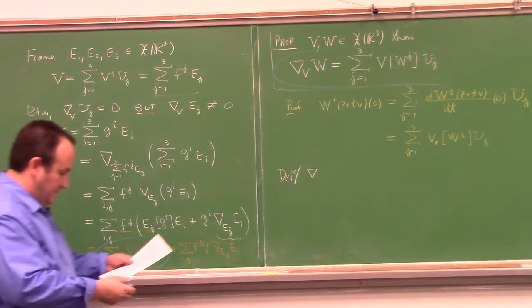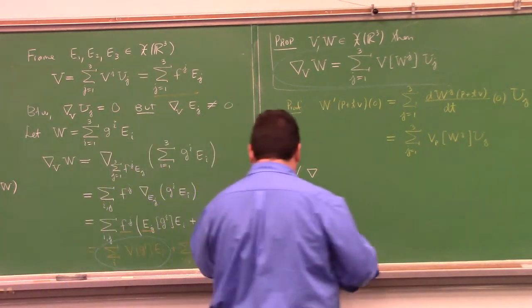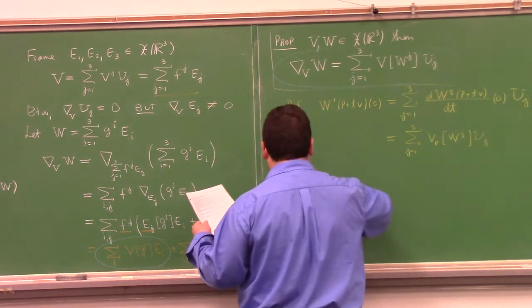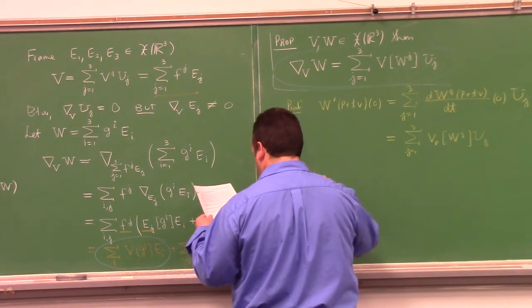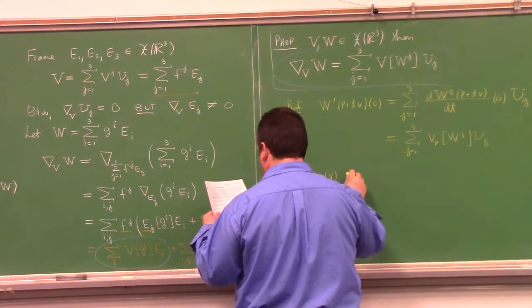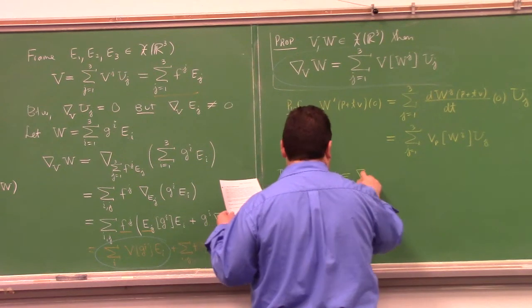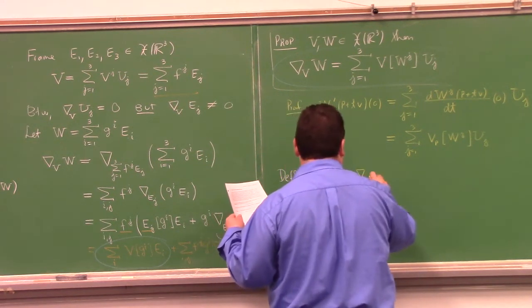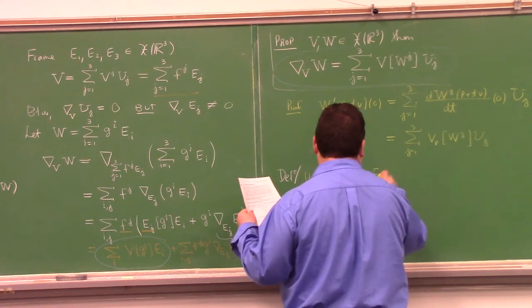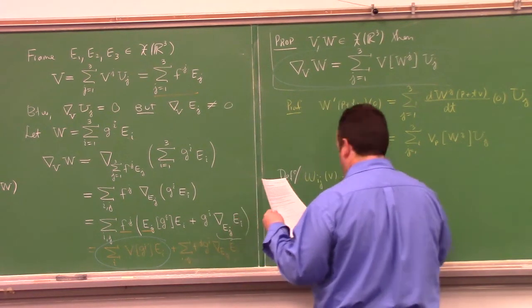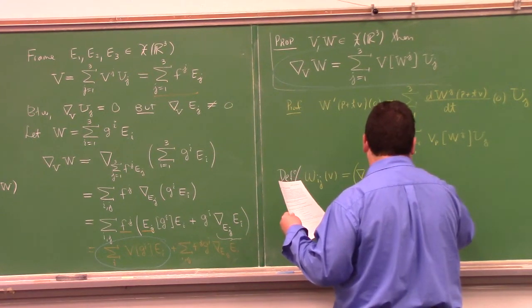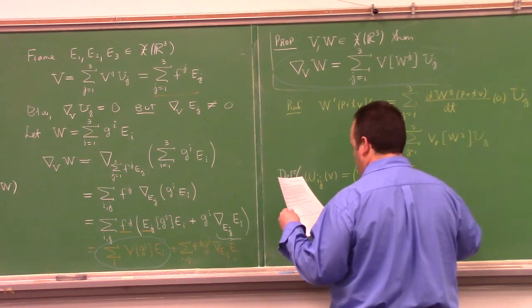And so, long story short, omega ij of V is defined to be the covariant derivative of V, Ei, dot Ej at the point P.